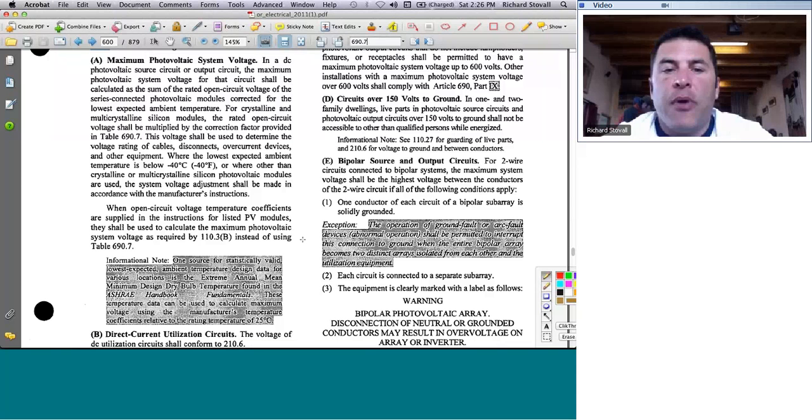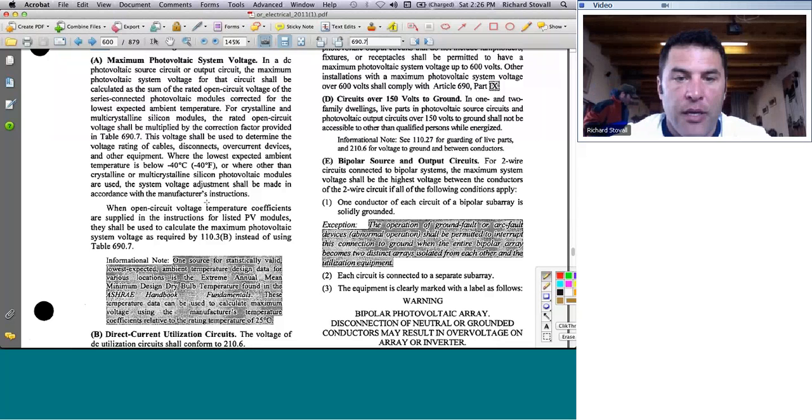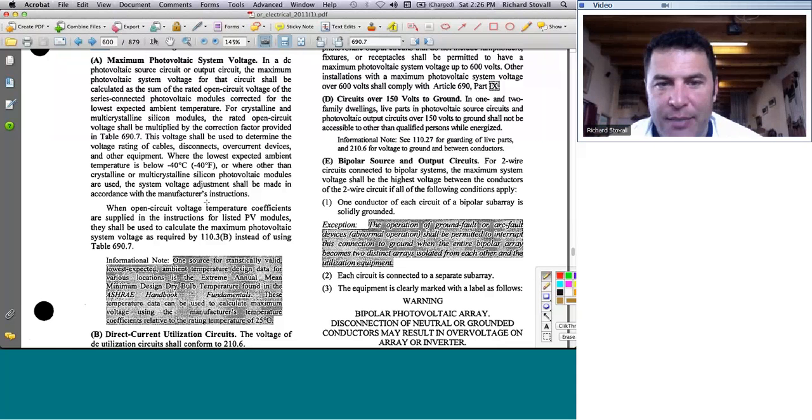The other consideration is that for crystalline and multicrystalline silicon modules, the rated open circuit voltage shall be multiplied by the correction factor provided in Table 690.7. Okay? So this voltage shall be used to determine the voltage ratings of cables, disconnects, overcurrent devices, and other equipment. It says, where the lowest expected ambient temperature is below negative 40 degrees Celsius, or where other than crystalline or multicrystalline silicon modules are used, the system voltage adjustment shall be made in accordance with the manufacturer's instructions. Okay? So this Table 690.7 is only good for multicrystalline or monocrystalline modules. Any other technology, you're required to use the manufacturer's instructions.